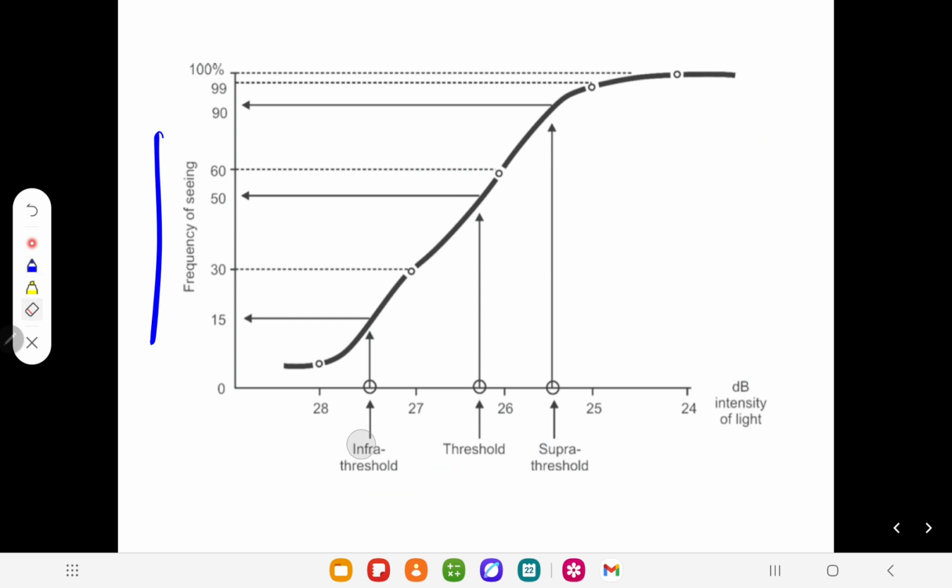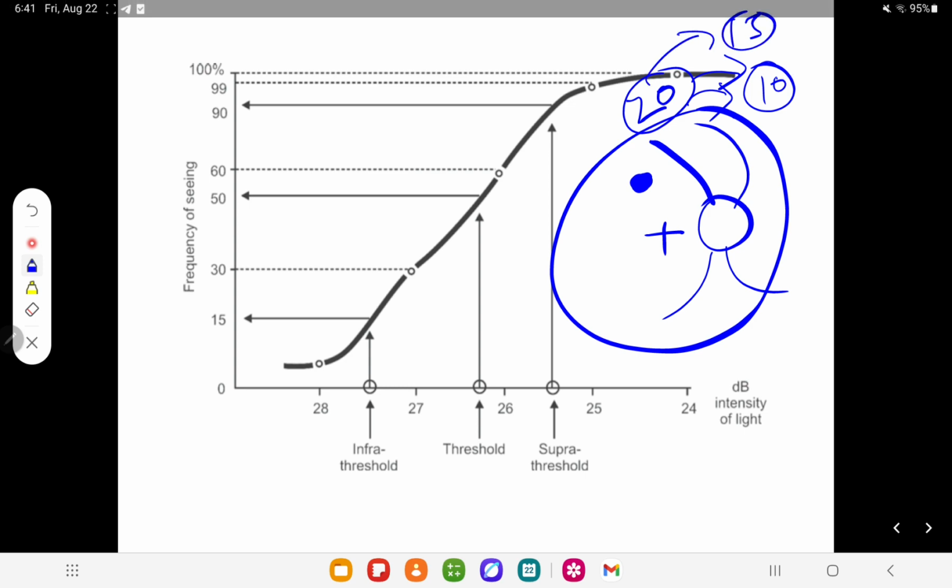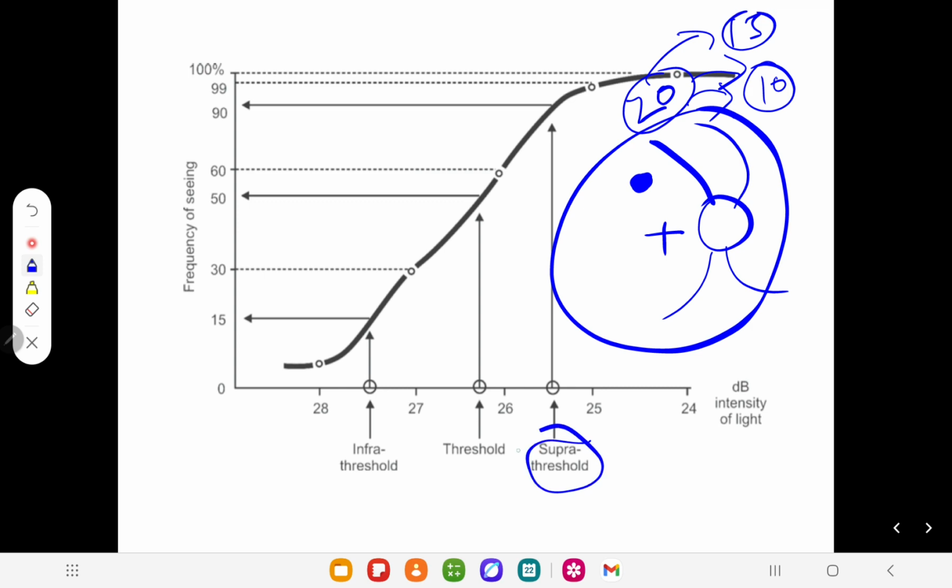Okay, wait. See, this is the retina. This is the optic nerve, and suppose this is the fovea. Suppose at this particular point we present one stimulus 20 times. Then out of 20, if it's seen correctly 10 times, this is called threshold. If out of 20 it's seen correctly 15 times, it's called suprathreshold.